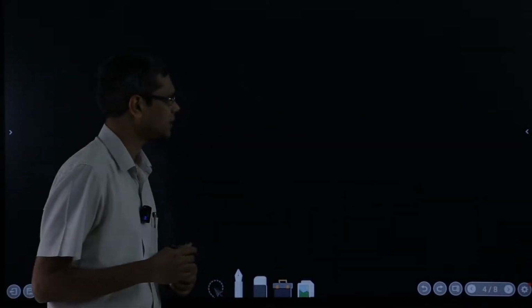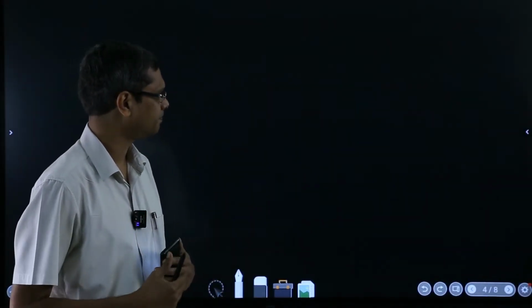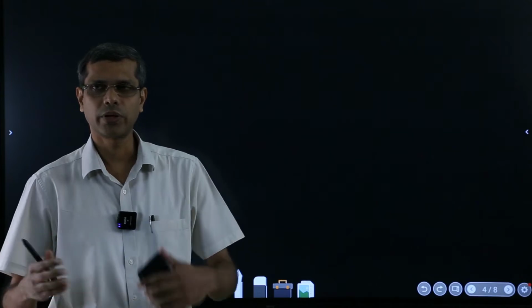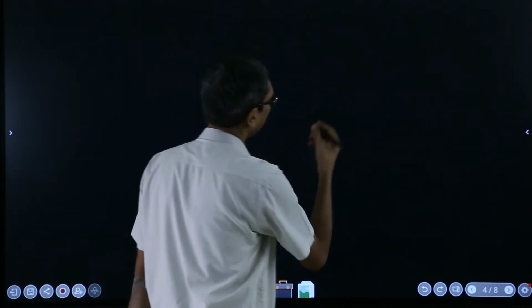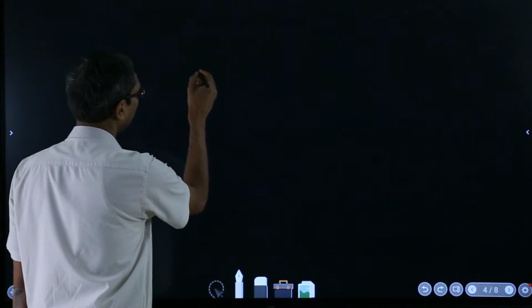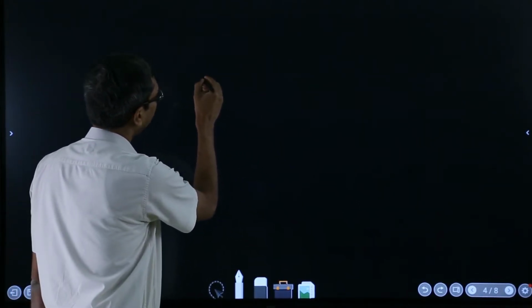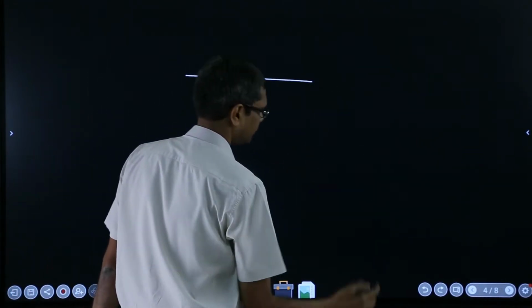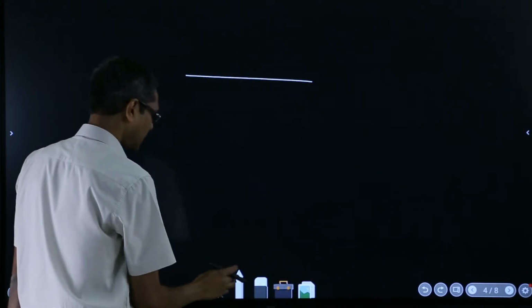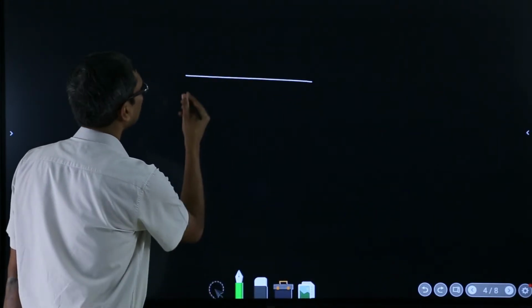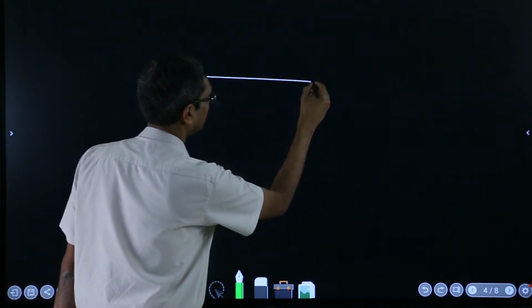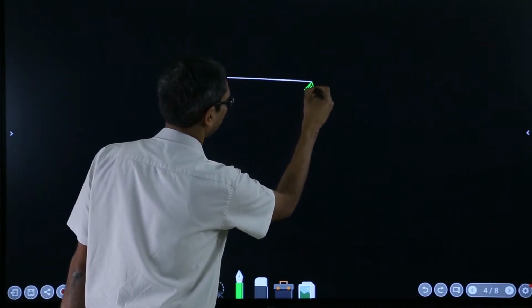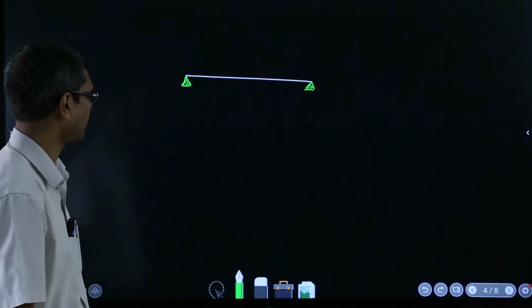So now we will discuss the other boundary condition also. We will include the other boundary condition. That means now our system will have two pegs at two ends. Okay.